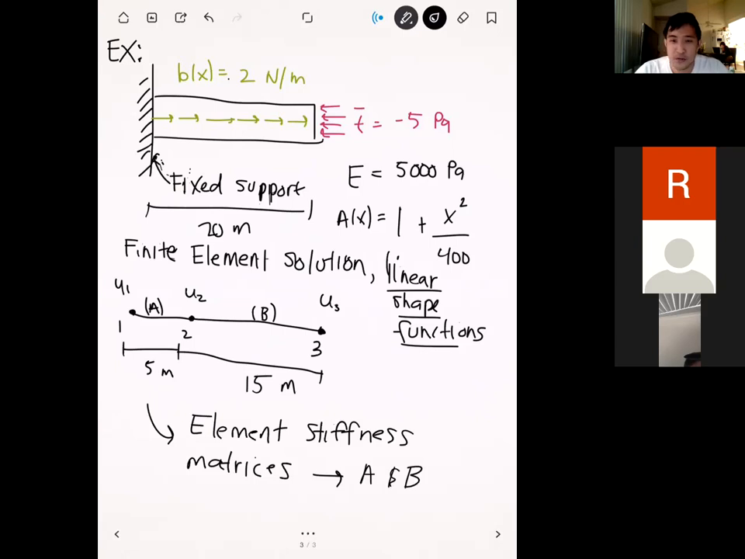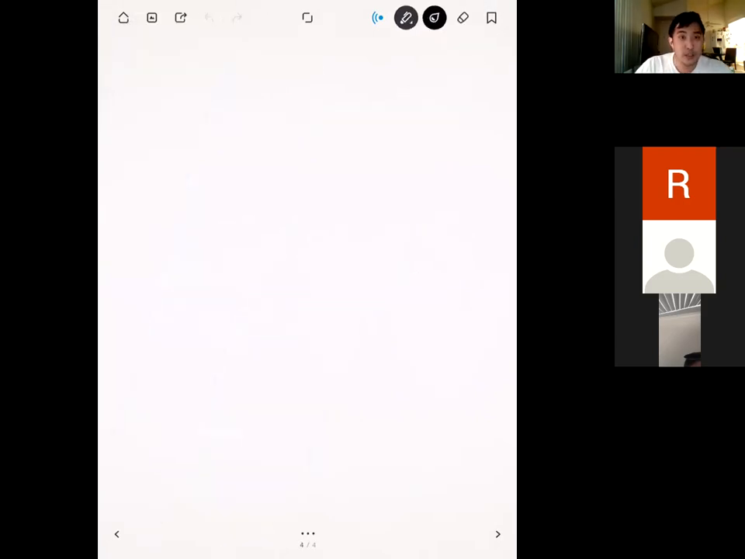Great questions, guys. These are really good. All right, any more questions before we start working this out? Okay, so let's start forming the element stiffness matrix for element A.